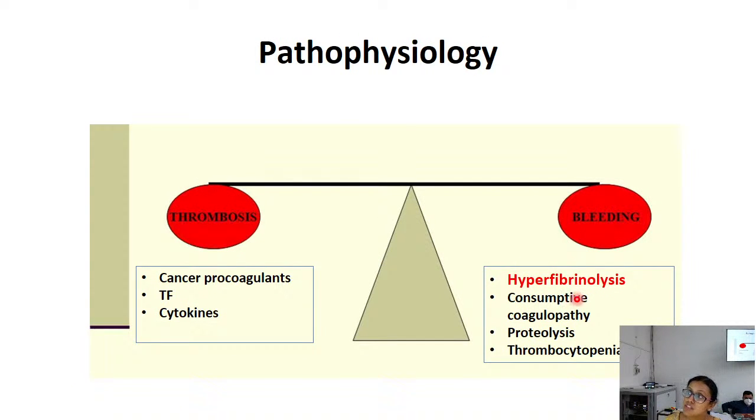Coming to the pathophysiology of the bleeding part, the main thing that leads to bleeding is hyperfibrinolysis, which is the most common cause leading to bleeding in APL, followed by other causes like consumptive coagulopathy, proteolysis, and thrombocytopenia. Thrombosis is caused due to release of cancer procoagulants, tissue factor expression, as well as release of cytokines.